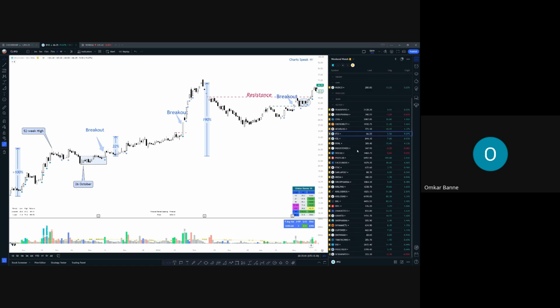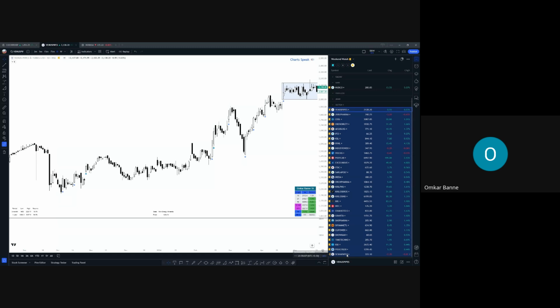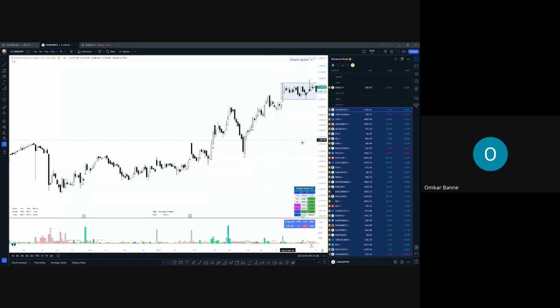Okay, so these are the stocks that I have scanned through, and already I'm having these many stocks. Like, how many are there? Some 25, 35. Around 30 stocks are there.